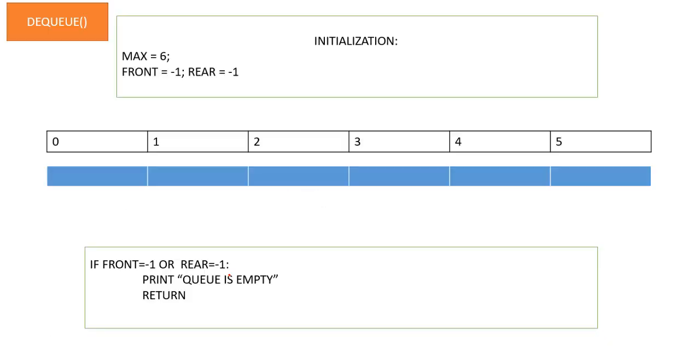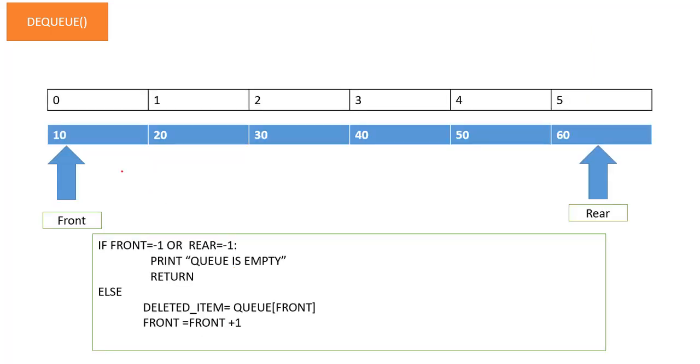What is the condition here? If front is equal to minus 1 or rear is equal to minus 1. This is the condition. Then if I have elements in the circular queue, the logic will be different. So we'll see here, I have a queue of elements like this. Front is pointing to 0 and rear is pointing to the 5th position. This is the max minus 1 position.